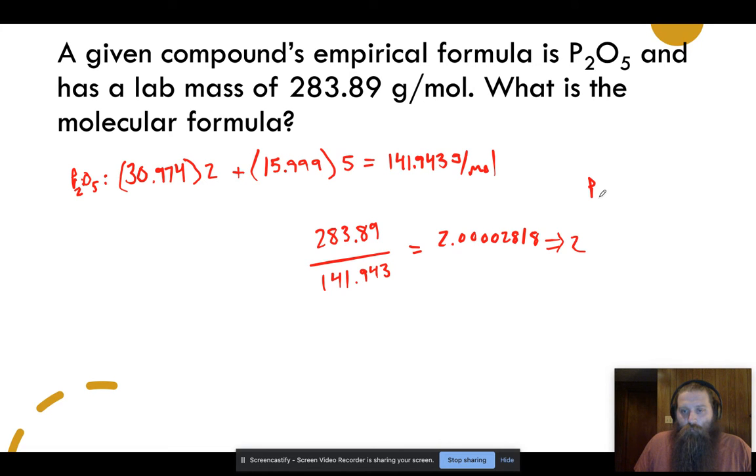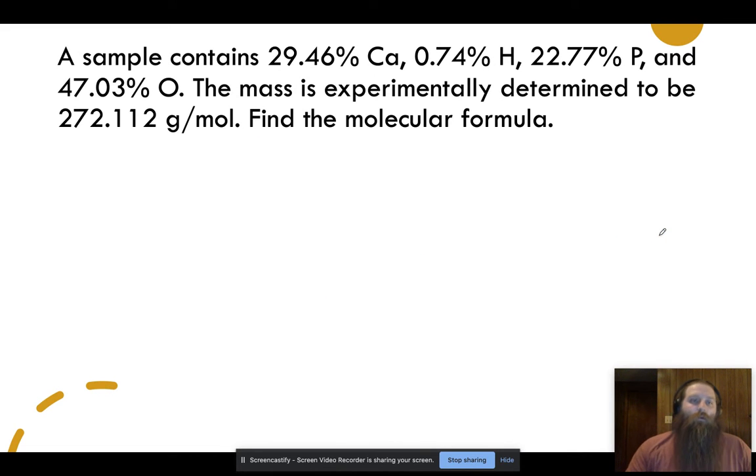Now again, we're going to multiply. P2 times 2, O5 times 2. We're going to get P4O10. There we go. Molecular formula. 3 steps. Last one we'll look at. We have percentages here. So now this question is going to ask you to think a little bit more. It doesn't give you the empirical formula right away. It gives you percent composition data. But we know how to take percent composition and calculate empirical formulas. So let's do that. We have 29.46 grams of calcium.